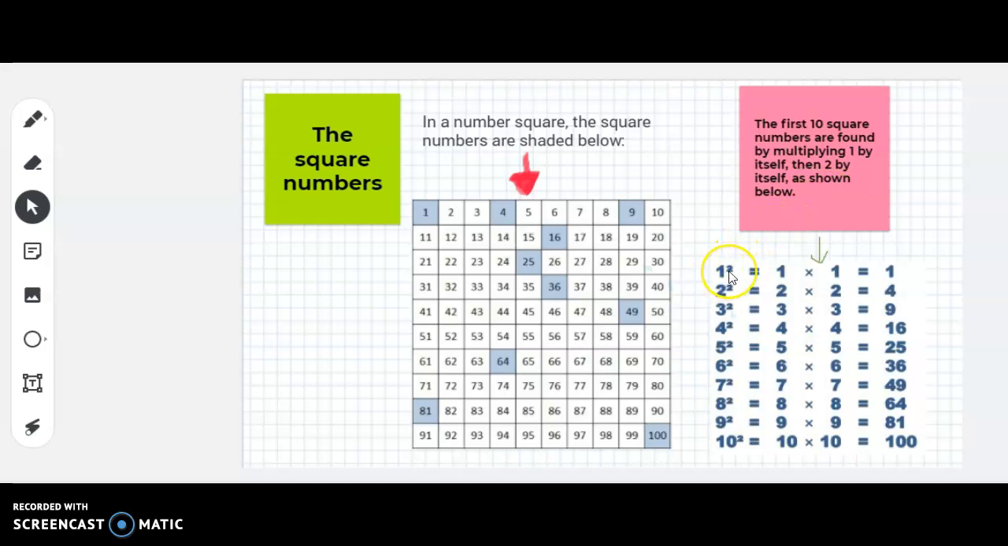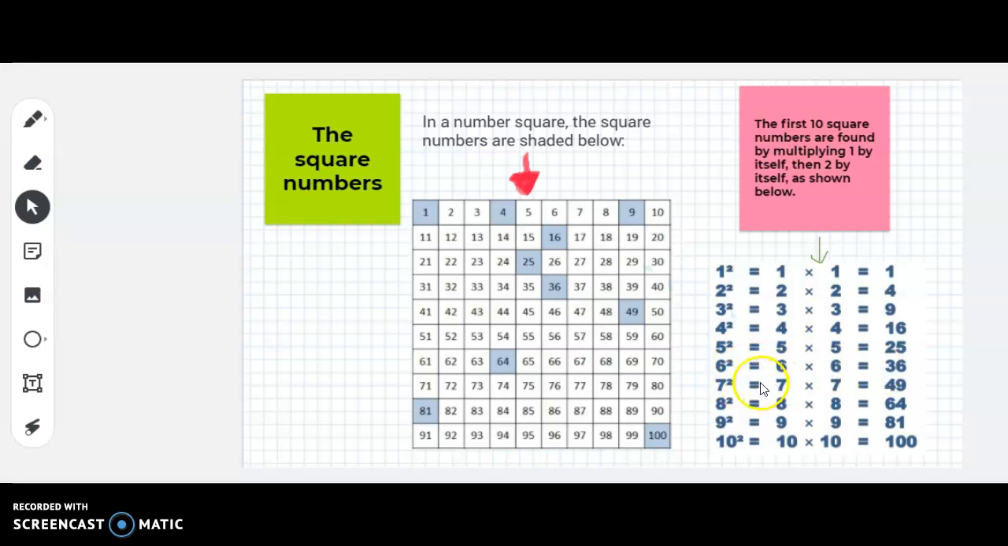1 squared, written 1 with a 2 up here. If you write it as a number sentence, it's going to be 1 times 1, which is still 1. 2 squared will be 2 times 2 equals 4. 3 squared, 3 times 3 equals 9. 4 squared, 4 times 4 equals 16. 5 squared, 5 times 5 equals 25. 6 squared, 6 times 6 equals 36.